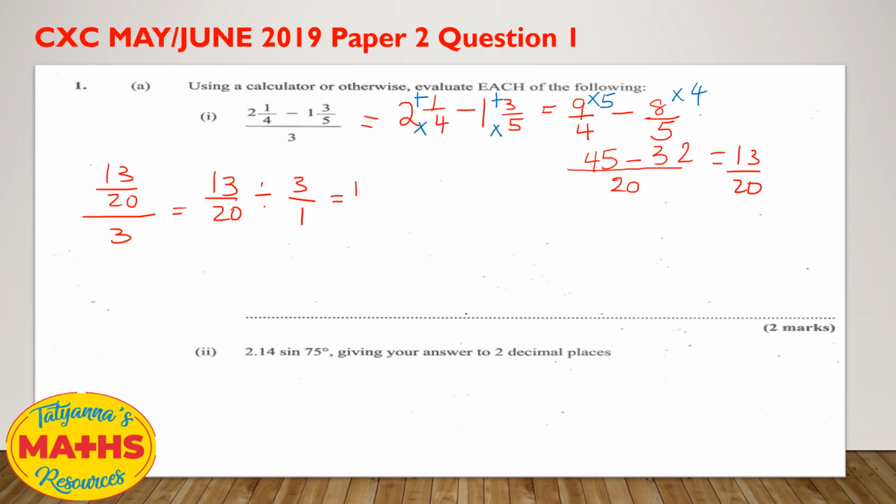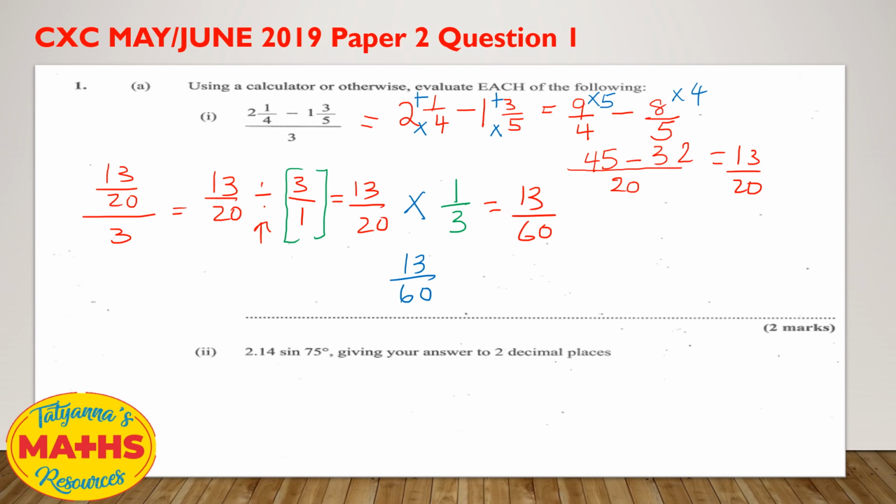So 13 over 20, the division sign is going to become a multiplication sign, and then we're going to flip this fraction here and it's going to become 1 over 3. Then we're going to check and see, can we cancel anything? No. So 13 times 1, 13, 20 times 3, 60. So the answer is 13 over 60. Final answer.